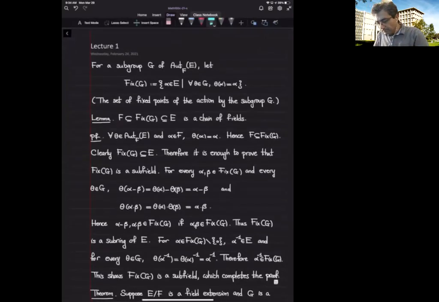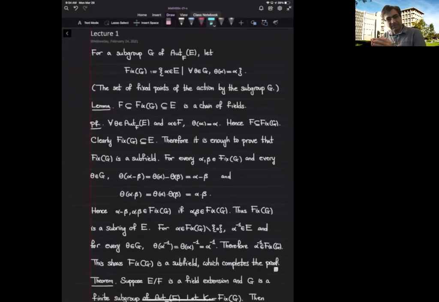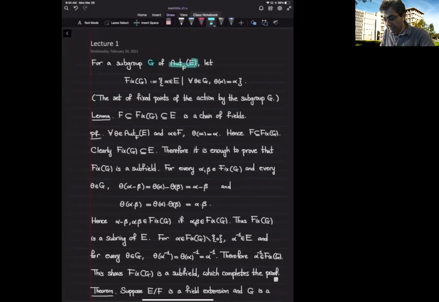Now, we want to give an understanding between subgroups of the group of symmetries and subfields, or intermediate fields, of this field extension. And this connection is given via understanding the fixed points of this subgroup. Let's go into the definition. So suppose G is a subgroup of the group of symmetries of this field extension. Then the set of fixed points of G, let's denote it by Fix(G), by definition means all the elements of E that are fixed by all the elements of the group G. This Fix(G) is going to be an intermediate subfield.